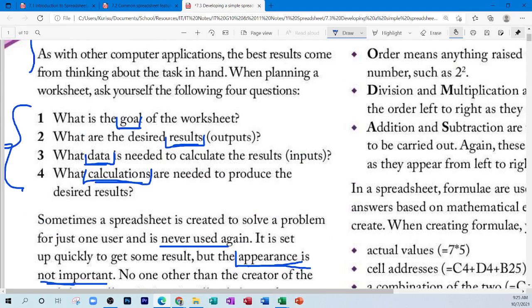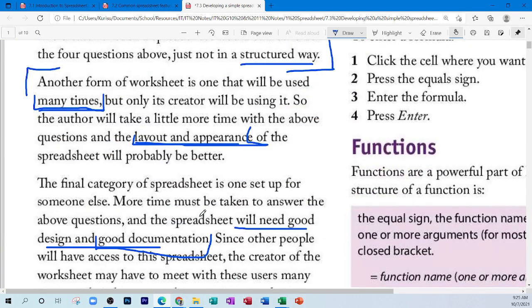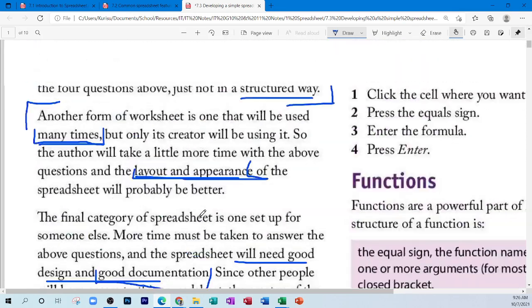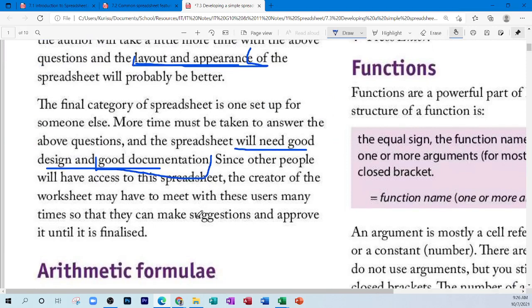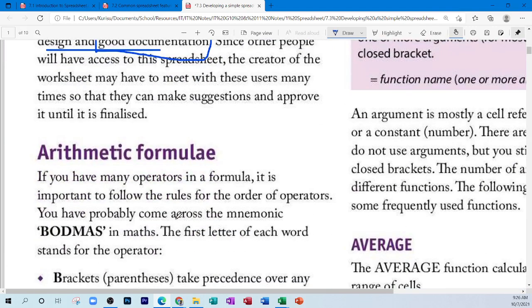Are you guys following? Yes, sir. Any questions? No, sir. Alright, so that is basically the steps for designing a spreadsheet.